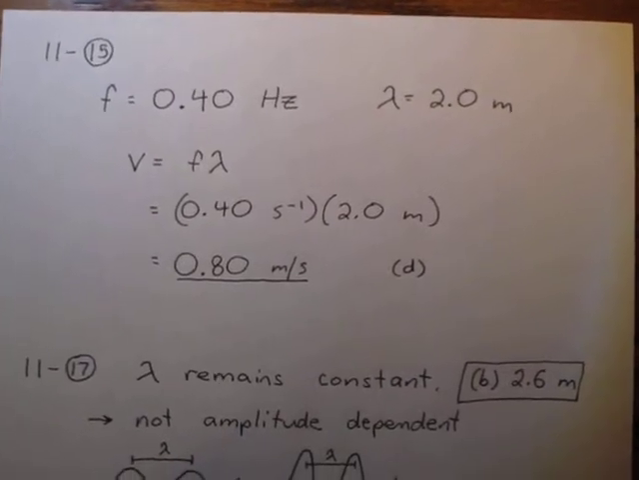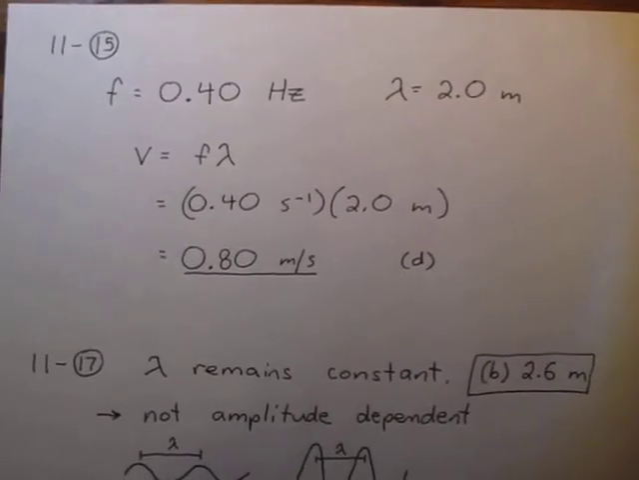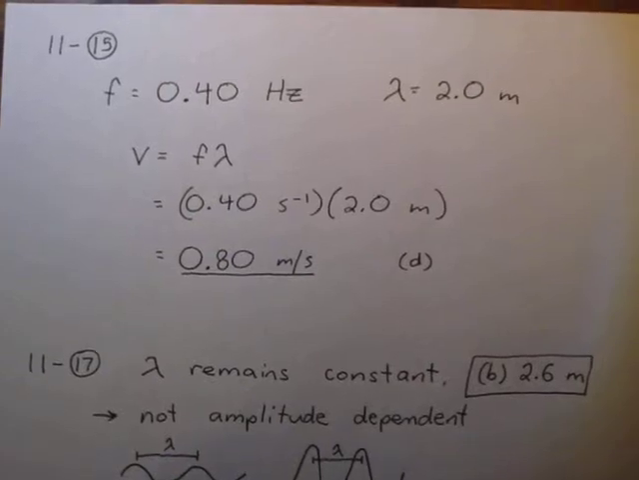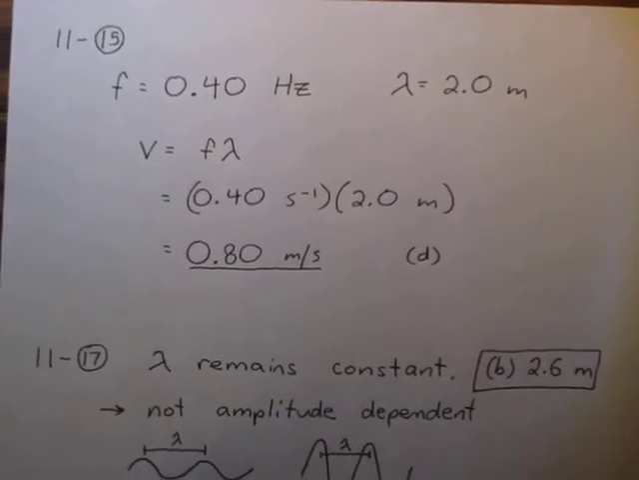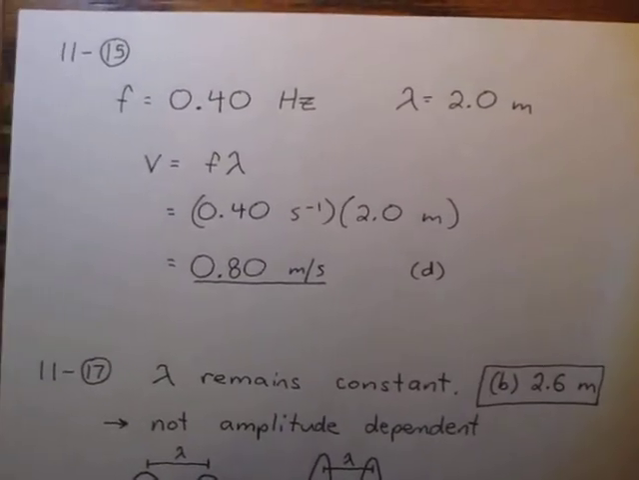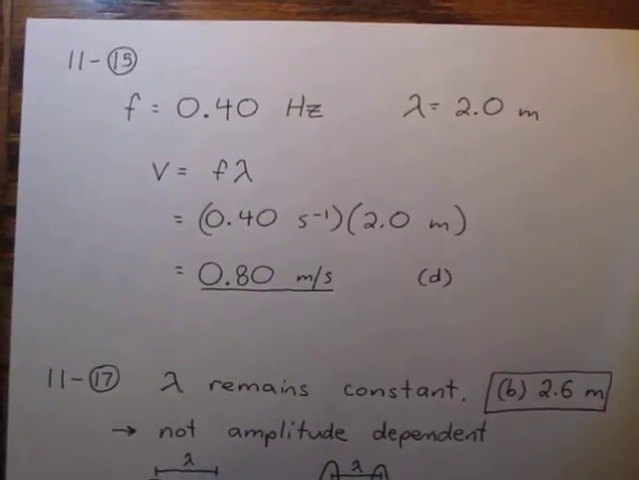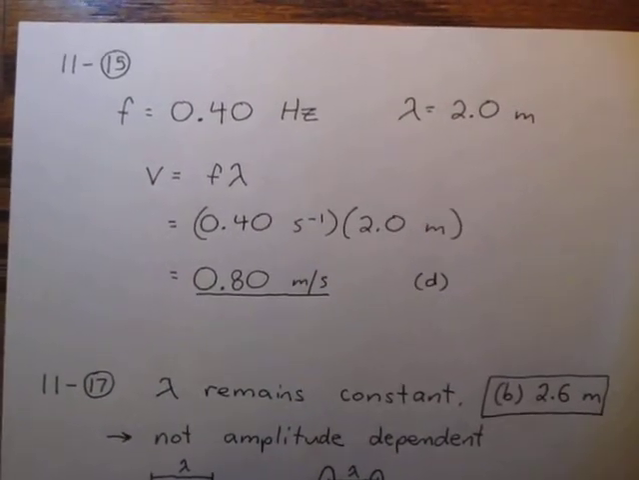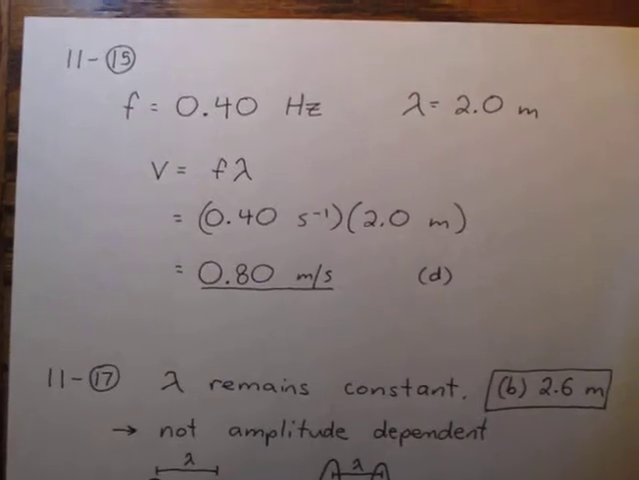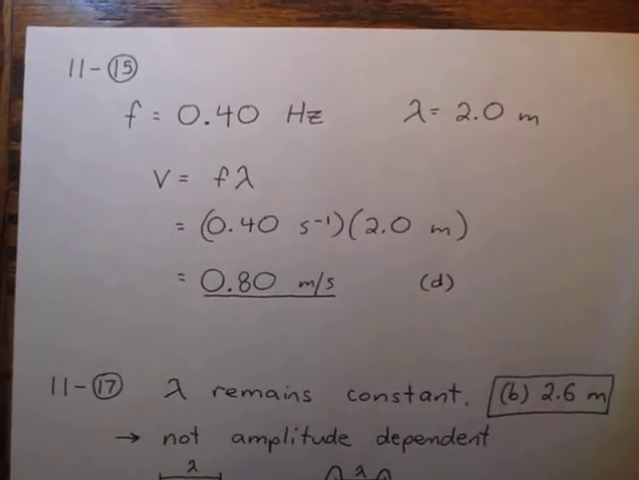So for number 15, frequency is 0.40 hertz. The wavelength lambda is 2.0 meters. The question is asking what's the velocity. So we use the equation v equals f times lambda. Velocity is frequency times wavelength. And then plug in those numbers.